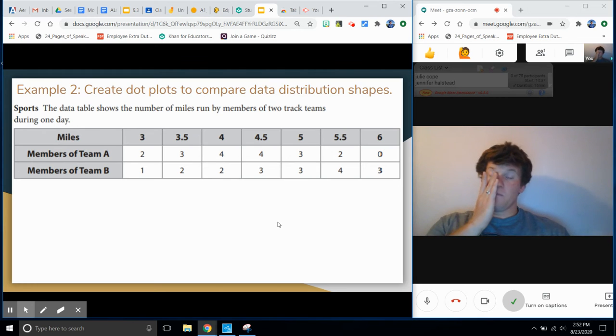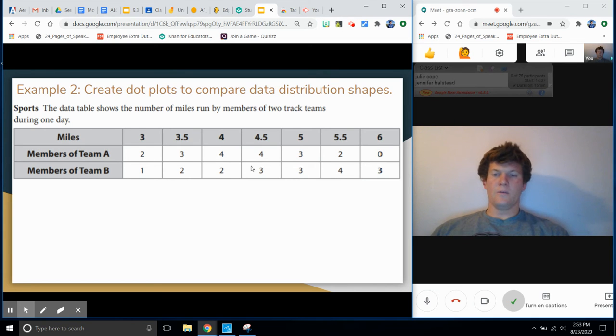Let's get to our last example, example number 2. For example 2, this time we're going to create dot plots and look at their data distribution shapes. We have in this table miles: 3, 3.5, 4, 4.5, 5, 5.5, 6 miles. And then we have team A and team B. Now it says members, so these numbers must represent how many of their teammates ran this amount of miles, and so on.